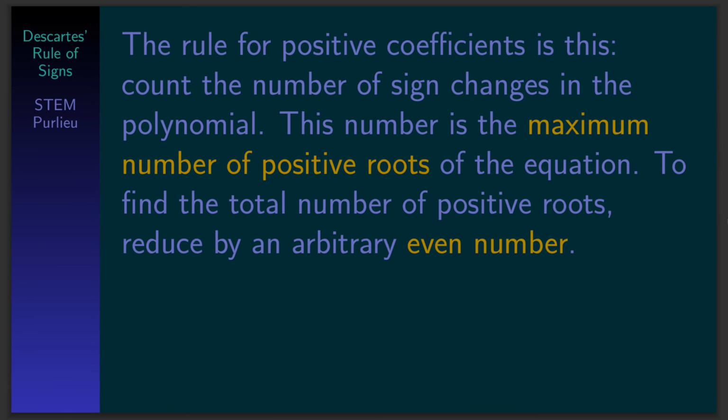The rule for positive coefficients is this. Count the number of sign changes in the polynomial. This number is the maximum number of positive roots of the equation. To find the total number of positive roots, reduce by an arbitrary even number.